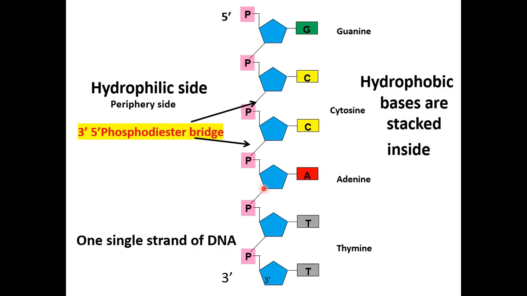Now, one strand of DNA has phosphate on the hydrophilic side, or you can say the periphery side, and on the inner side you will find the nitrogen bases. So the inner side has the hydrophobic bases, which are stacked together. Can you see? These are stacked together. So this is one single strand of DNA. Now, if you remember, DNA is double stranded. So come, let's see the DNA structure.